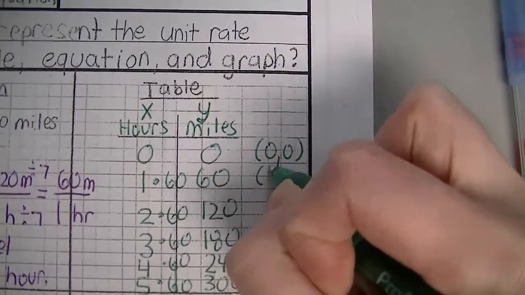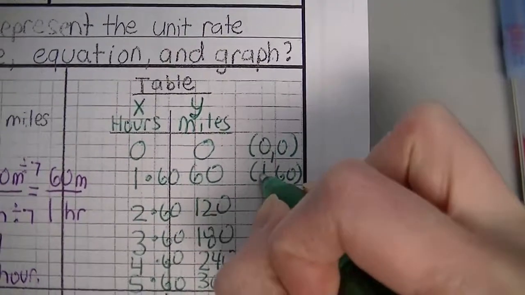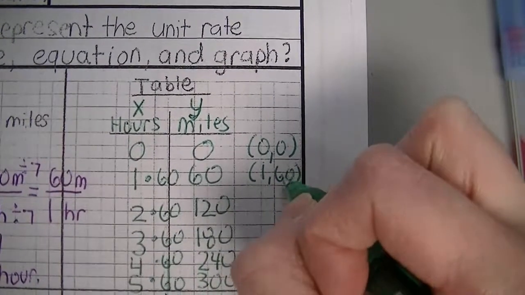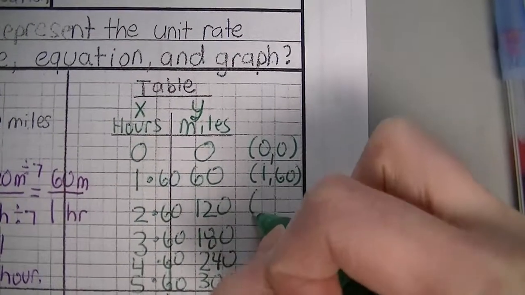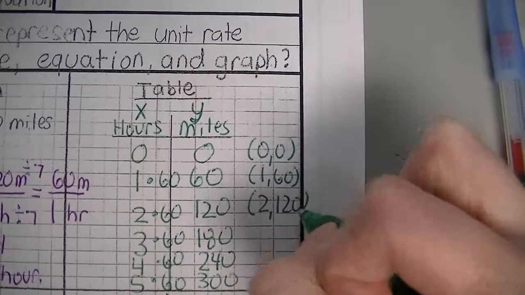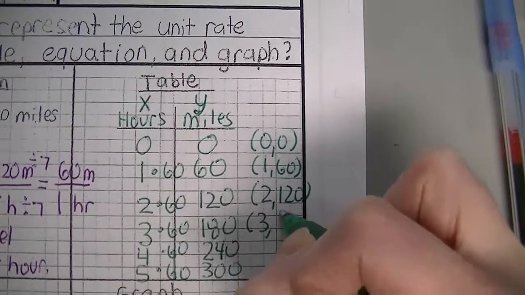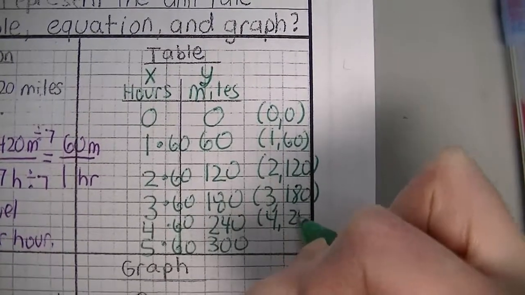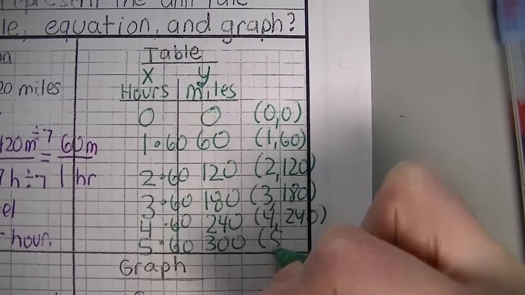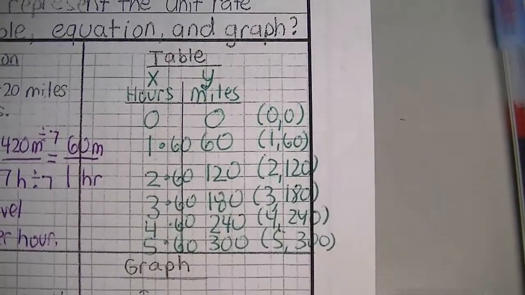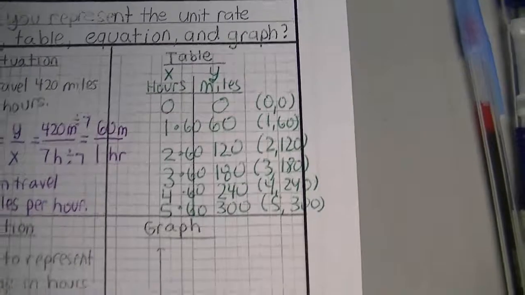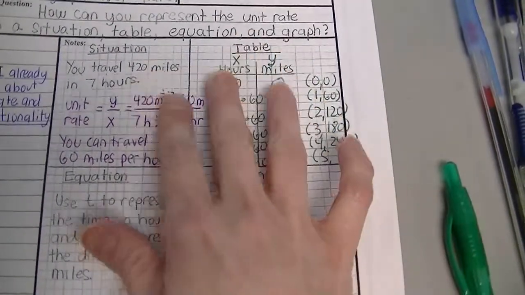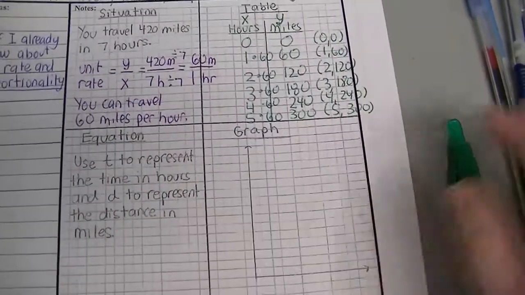This one's 1, 60. When x is 1 and it's a proportional table, that corresponding y value is the unit rate. 2, 120, 3, 180, 4, 240, and 5, 300. Okay, so now let's move on to the graph. You'll notice that the situation matches the table, and both of those will also match the graph, okay?